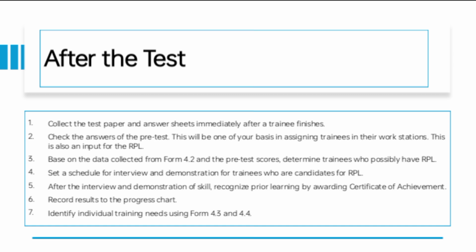Third, based on the data collected from Form 4.2 and the pretest scores, determine trainees who possibly have RPL. Fourth, set a schedule for interview and demonstration for trainees who are candidates for RPL. Fifth, after the interview and demonstration of skill, recognize prior learning by awarding certificate of achievement. 6. Record the results to the progress chart. 7. Identify individual training needs using Form 4.3 and 4.4.